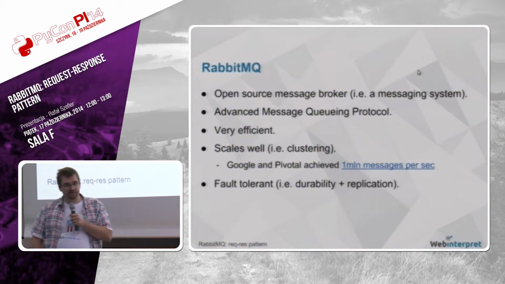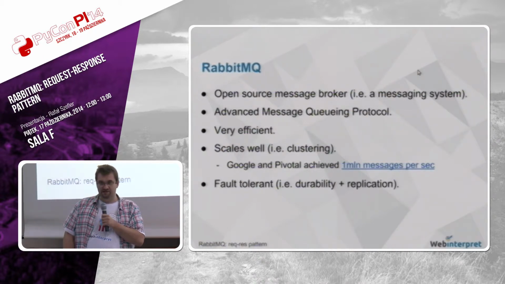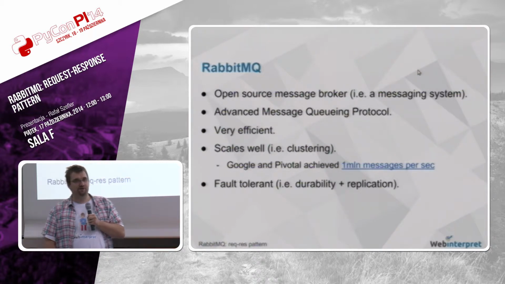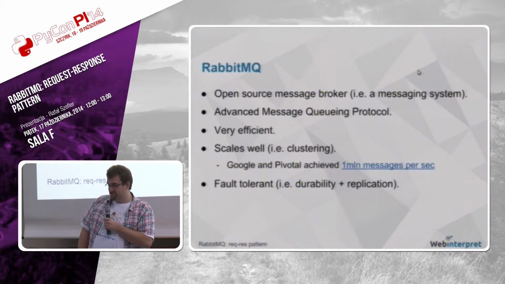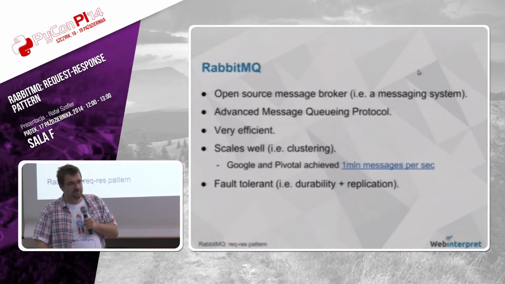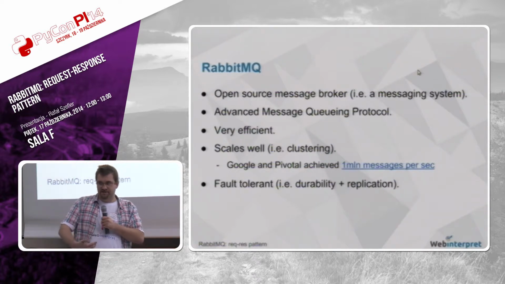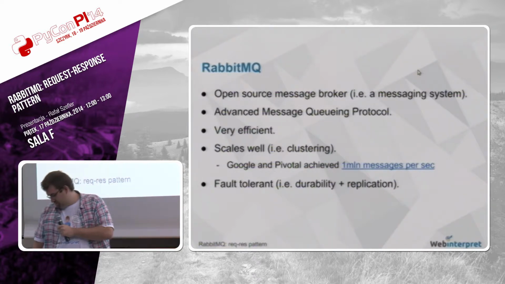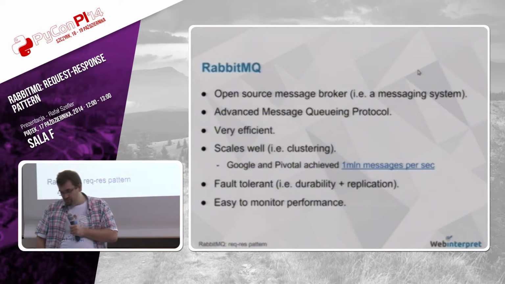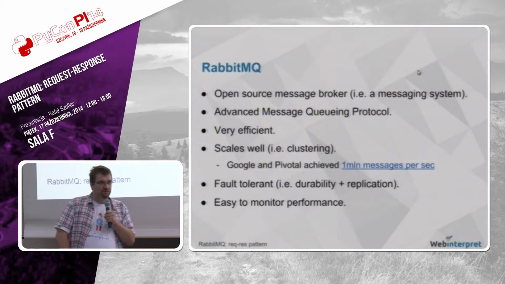RabbitMQ is fault tolerant. It supports both durability and replication. Of course, with durability especially, there is a trade-off. The performance gets worse because if you use durability, you have to save some data onto a disk, and it's not as fast as processing in memory. And with RabbitMQ, it is very easy to monitor performance, and I will talk about this a bit later.